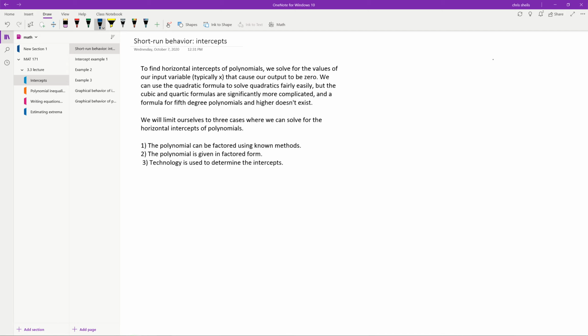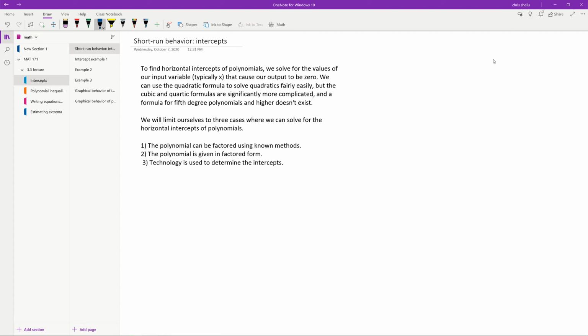So if I want to find the horizontal intercept of a polynomial, I have to solve for the values of our input variable, which is often x, that cause our output variable to be 0. So I can use the quadratic formula to solve a quadratic pretty easily, but while there is a cubic formula and there is a quartic formula, these formulas are very, very complicated.